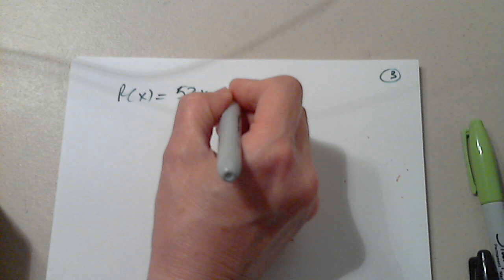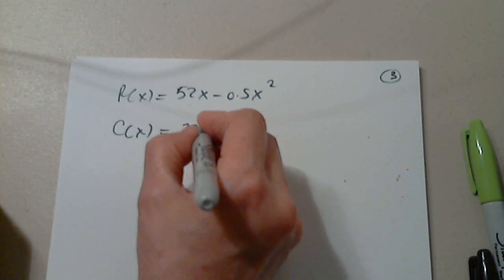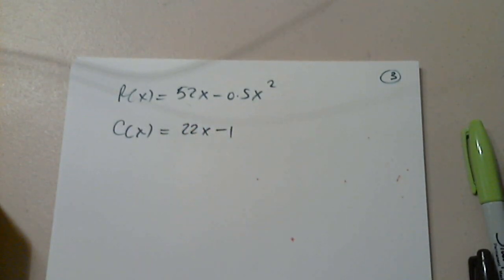We have R of x equals 52x minus 0.5x squared, and C of x, cost of course, 22x minus 1. Find the maximum profit and the number of units that must be produced and sold in order to yield the maximum profit. Assume that these are in dollars. Okay, perfect.